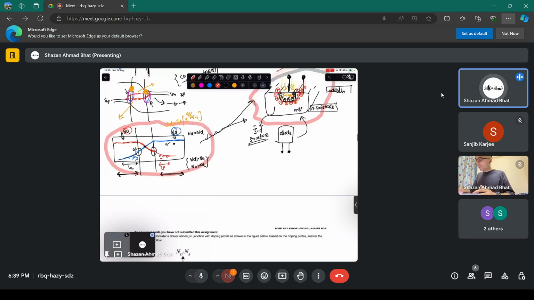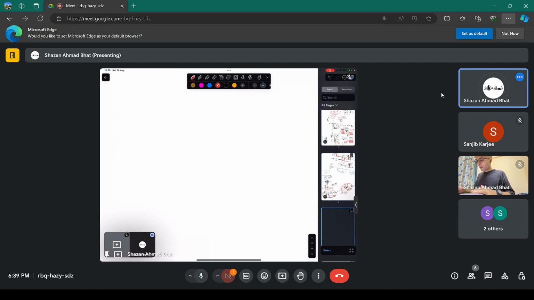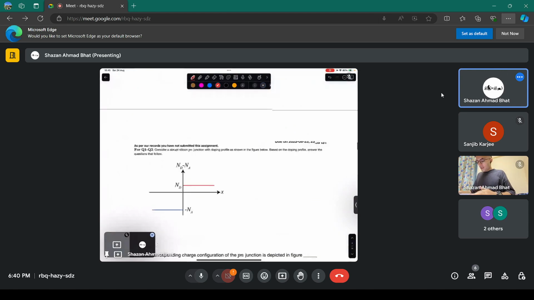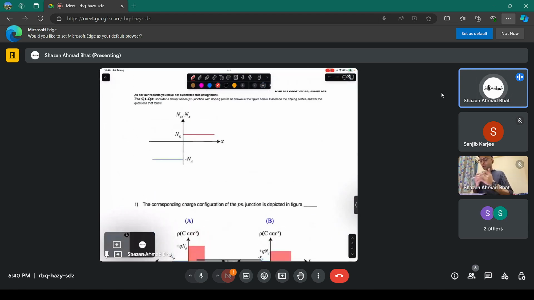So now, jumping on to what we have to solve and what we have to see. We saw the diode picture. Now let us talk directly about the questions. For question number one, it says you have to consider a silicon PN junction diode, the diode we were discussing, and based on the doping profile, you have to answer the following questions.